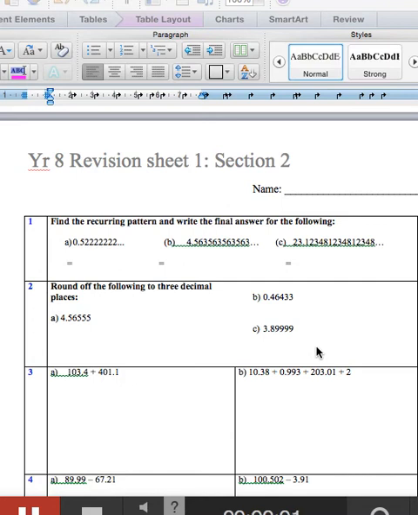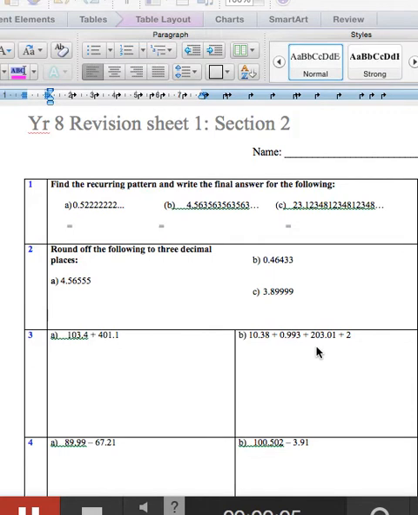Hi, this is the second session on our revision sheet. So we're doing sort of section 2, starting with the rounding off questions. Now, some of these questions you can check on a calculator, but I may just do some to start you off.